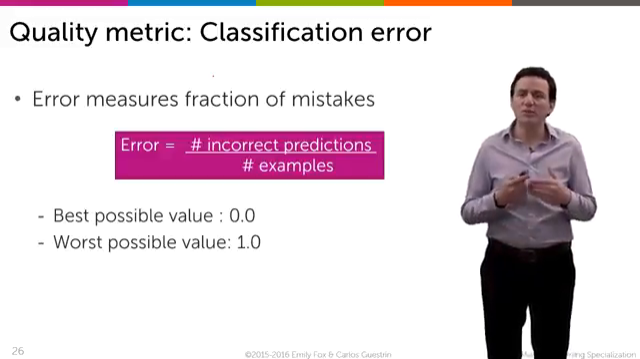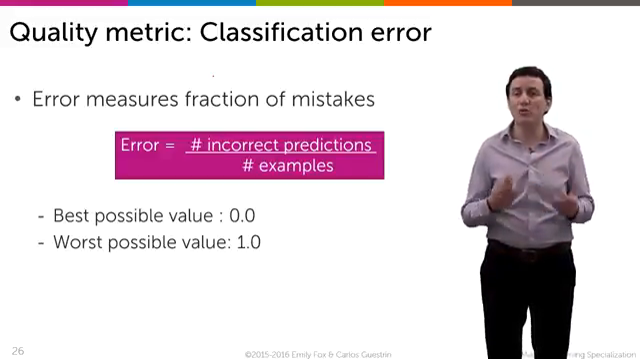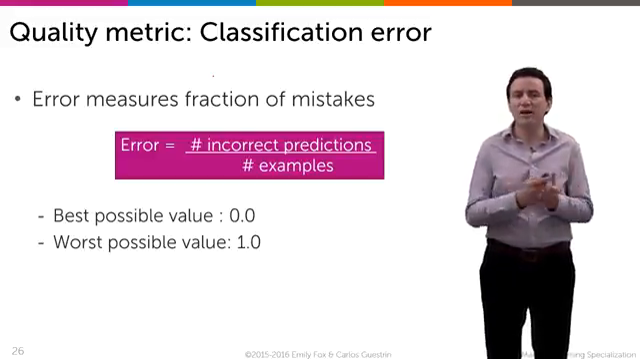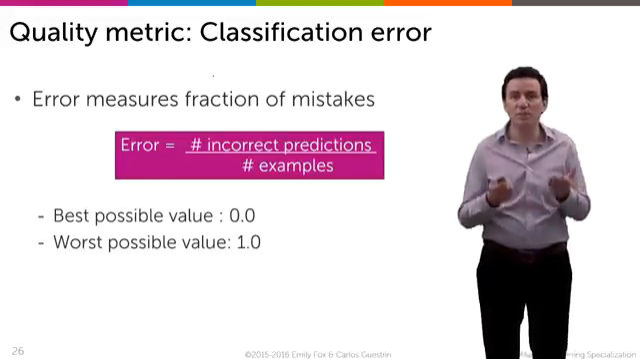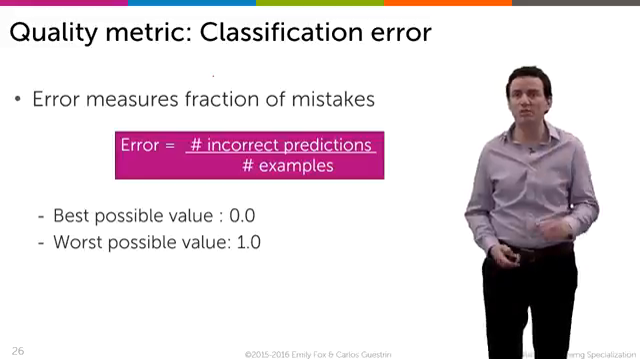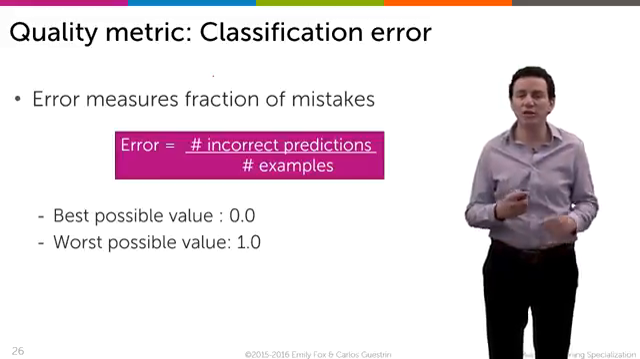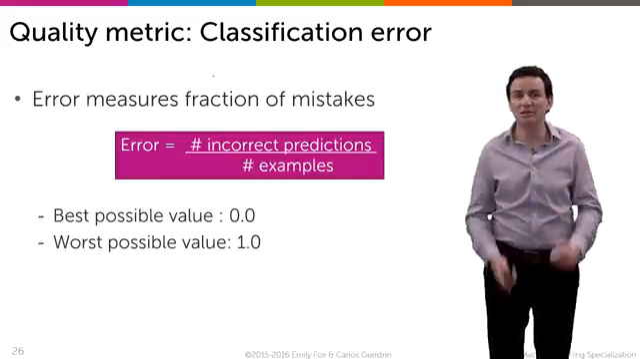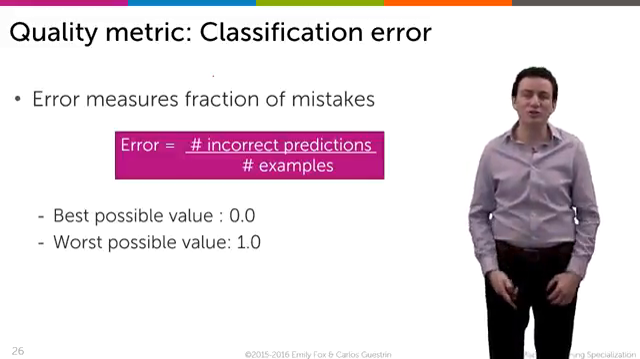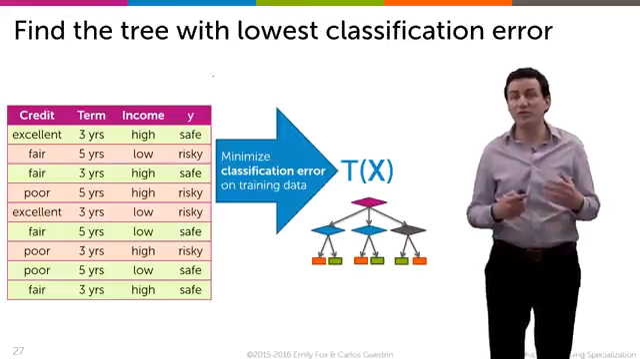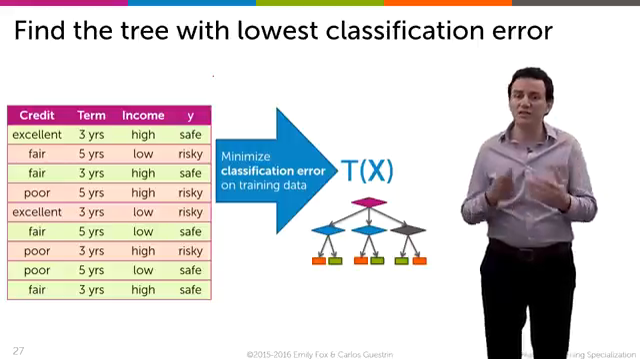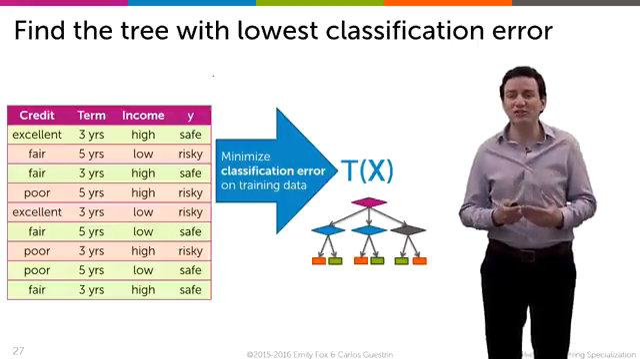And classification error measures the fraction of mistakes that we make when we try to make predictions of the training data. So that's the number of incorrect predictions divided by the total number of examples, just like we saw in the logistic regression case. The best possible value here is 0, no mistakes, and the worst possible value here is 1. I made as many mistakes as there are data points. So hopefully you don't have error 1, hopefully you have error closer to 0. So now that we've seen the notion of classification error, we can state more clearly what our learning goal is. Given a data set, find a tree that minimizes the classification error.